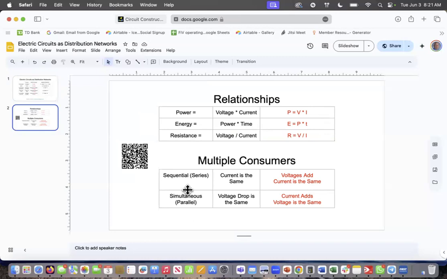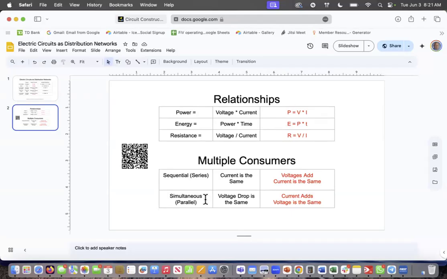Now, when we see multiple consumers, they could either be set up in series or in parallel. Series is a single path, parallel are multiple paths. But our generalizations that we make is since there's only a single path, then the current has to be the same through all. And then the voltages are going to add so that the total amount of voltage drop is going to be the same as whatever the charges started with.